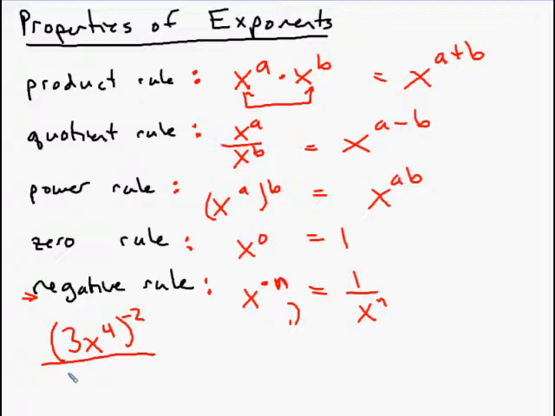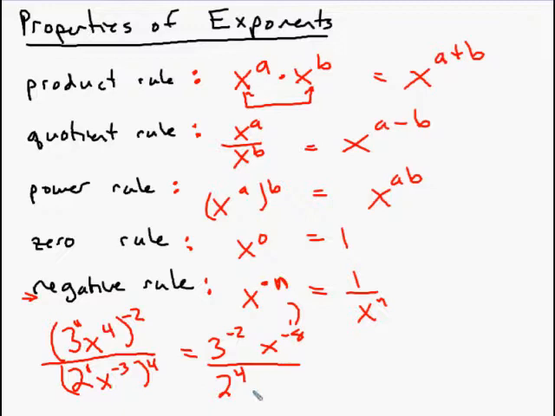And try 1 or 2. There, okay. Let's evaluate that. So this 3 has an exponent of 1, this 2 has an exponent of 1, power to a power. So I have 3 to the negative 2, x to the negative 8, see, power to a power, so I multiplied those exponents, all over 2 to the 4th, and x to the negative 12th, I multiply those.